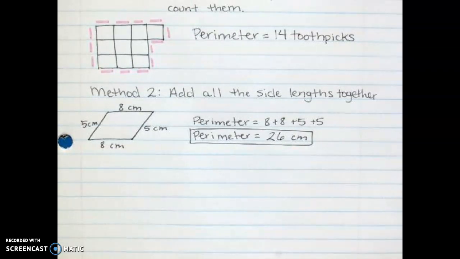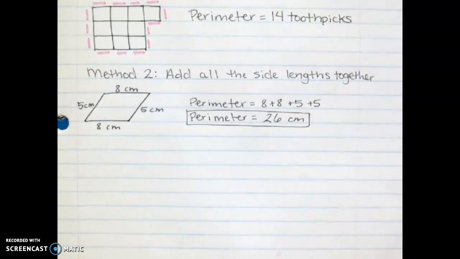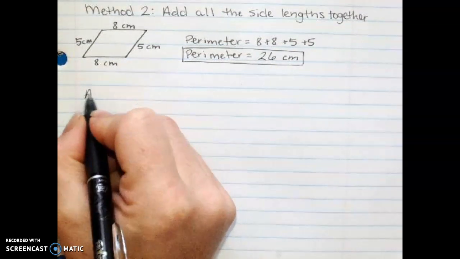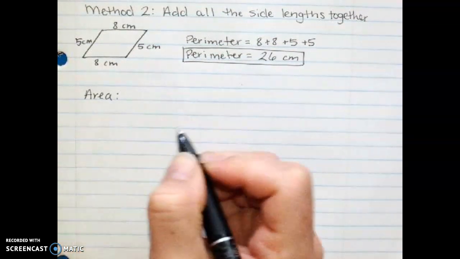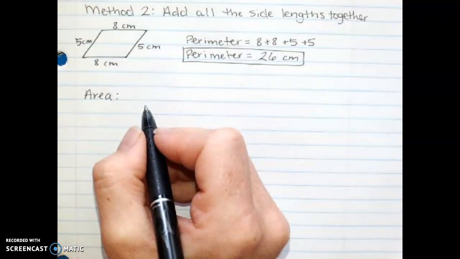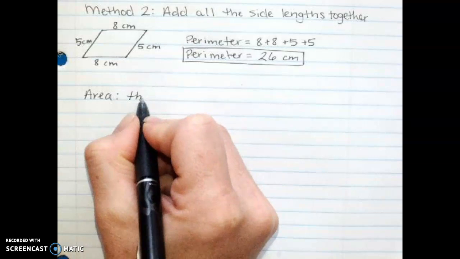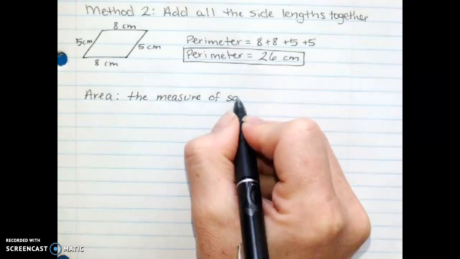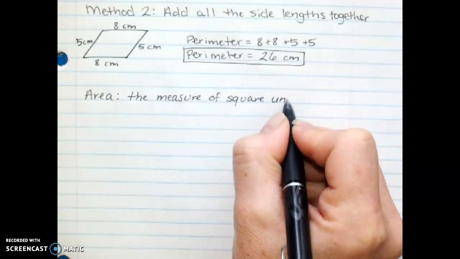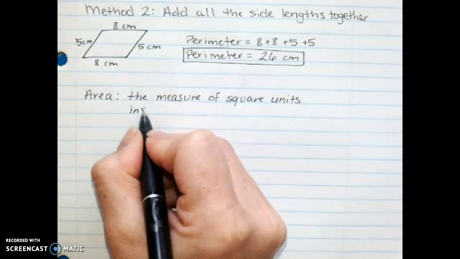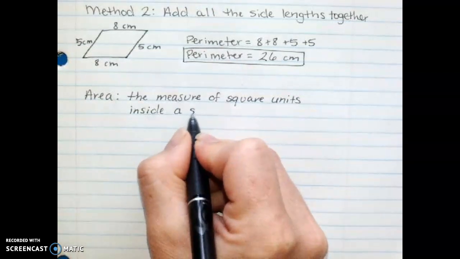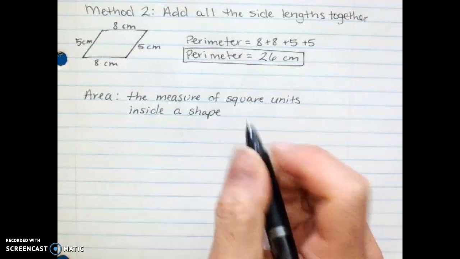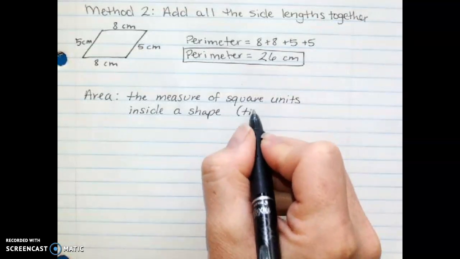Now let's move on to area. Let's write our definition. Area, the measure of square units inside a shape. In class, we represented the inside of our shape with tiles. So in parentheses, please write tiles.